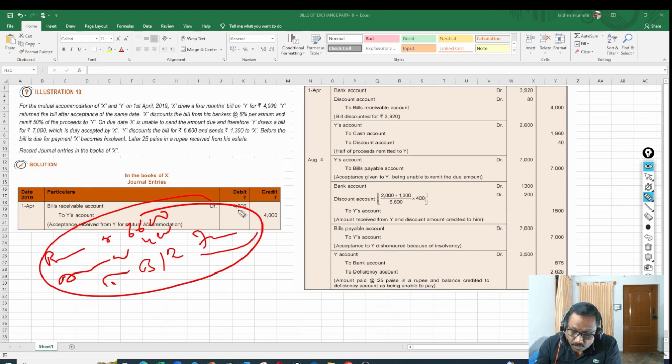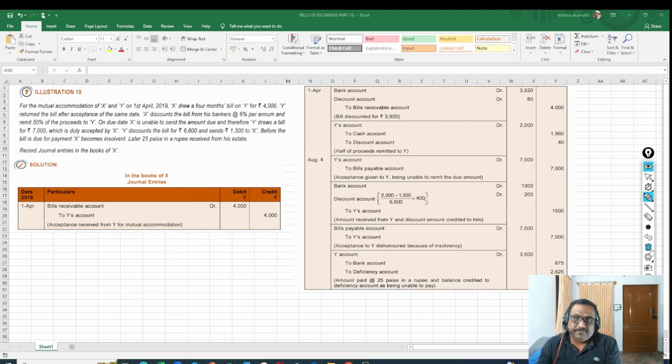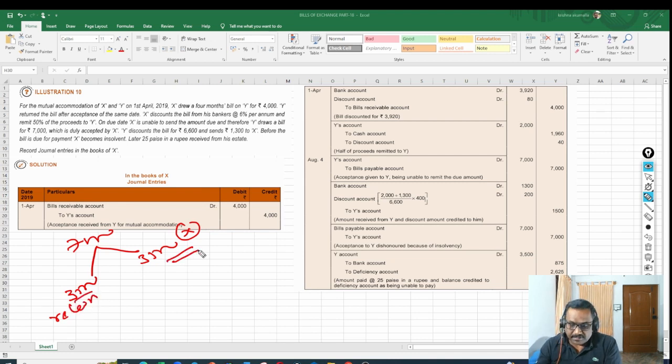But after discounting, what did Y do? He transferred 1,300 to X. Why did he transfer 1,300? Of the 7,000 bill, how much does he have to pay to X and how much does he have to retain? 3,500. 50% he retains with him and the remaining 50% he has to pay to X. But X is supposed to pay him 2,000 rupees, right? So he will deduct the 2,000 rupees and pay the remaining 1,500 rupees to X.